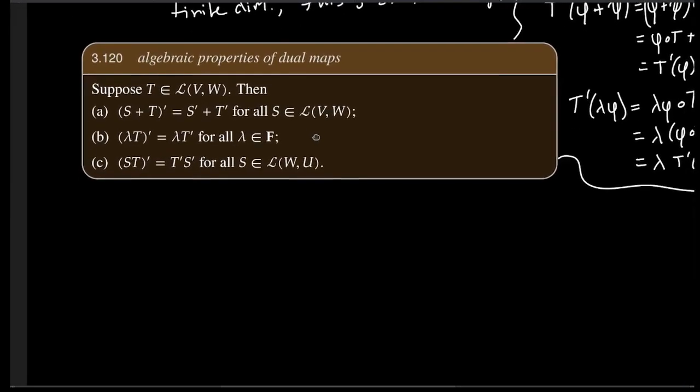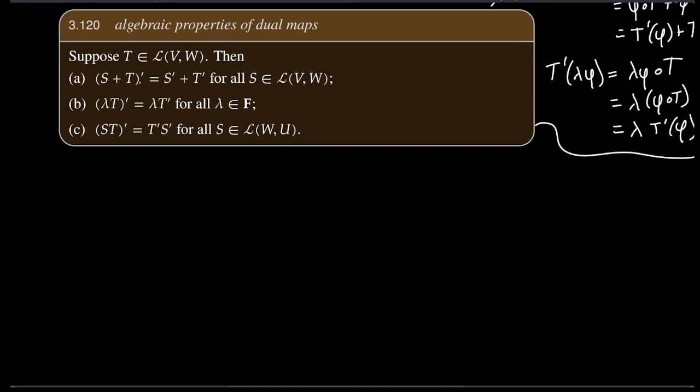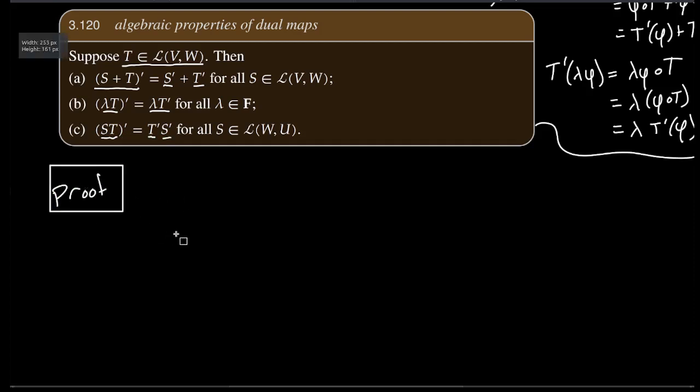Nice. Now, let's prove some properties of it. So let's suppose that T is a linear map from V to W. Then, the dual of a sum: for any S in L(V, W), we take S plus T, take its dual map. It is the sum of the dual maps. Take lambda T, dualize it, you get lambda times T's dual. Take the dual of ST, you get T prime S prime. Here's the gist. A and B, easy. All we have to do is follow definitions. So just think about it real quick.